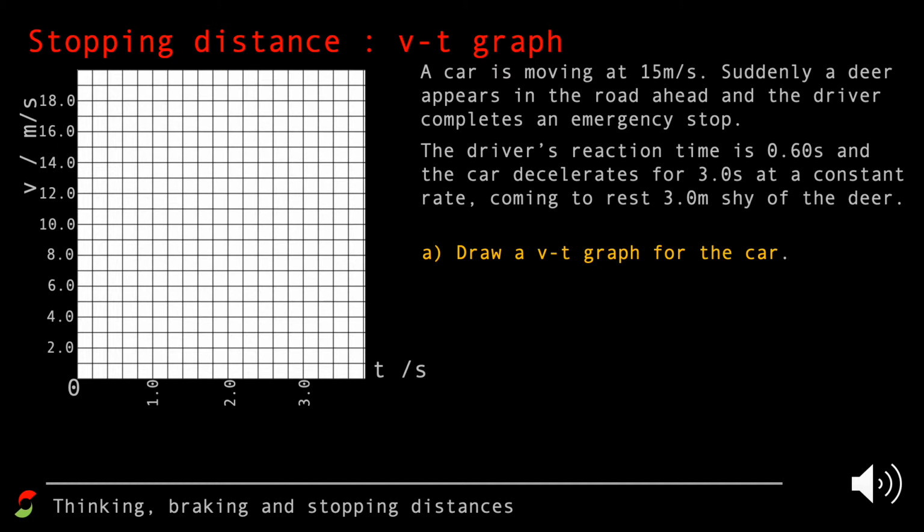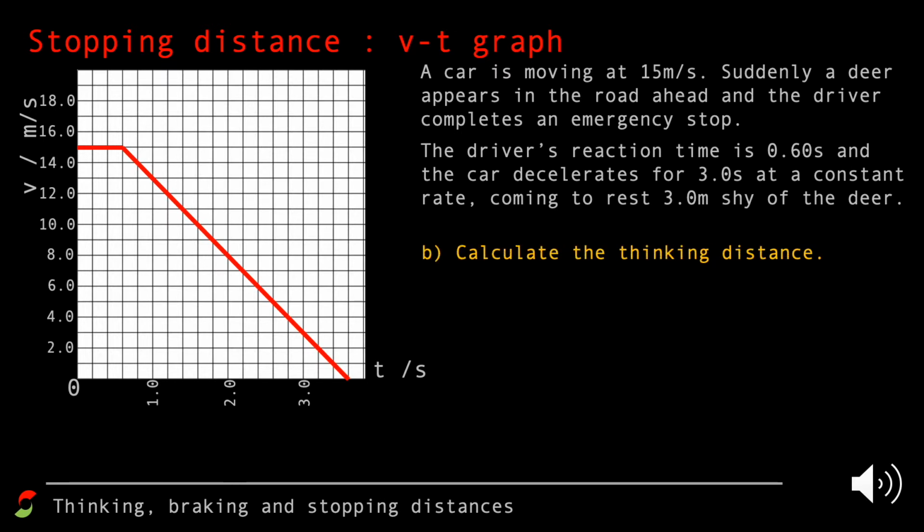So the car, if we look at it, the car is moving at 15 meters per second. So we're definitely starting up at 15 meters per second, but the reaction time is 0.6. So for 0.6 of a second, the car is traveling at 15 meters per second. And then it's going to decelerate for a further 3 seconds at a constant rate, and it comes to rest. And that's what that looks like. That's what all of those words put together mean. That graph is going to look like that.